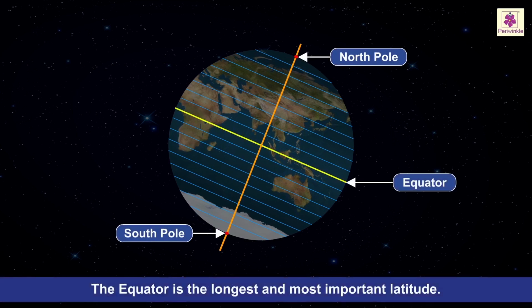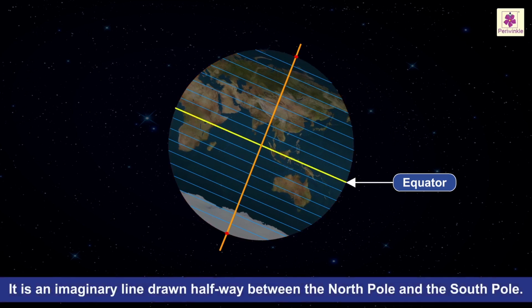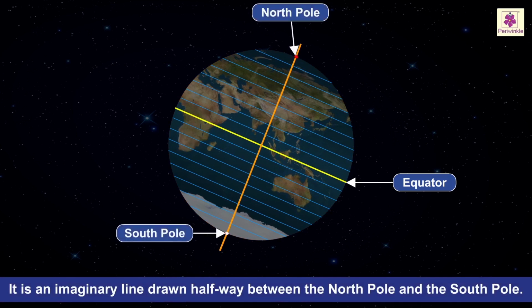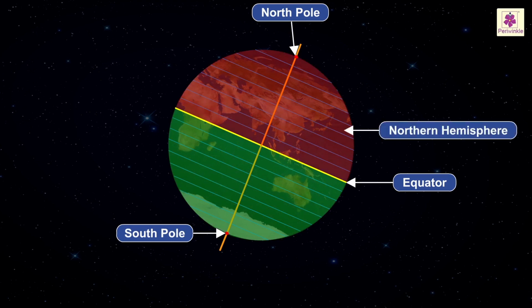The equator is the longest and most important latitude. As the Earth is round, the equator is also called the Great Circle. It is an imaginary line drawn halfway between the North Pole and the South Pole. It divides the Earth into two halves. The part north of the equator is the northern hemisphere, and the part south of the equator is the southern hemisphere.